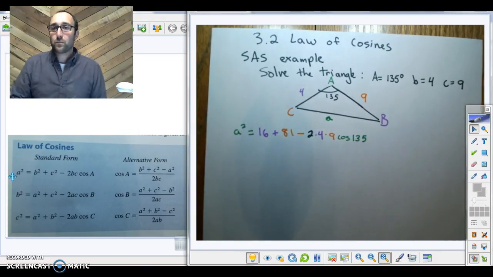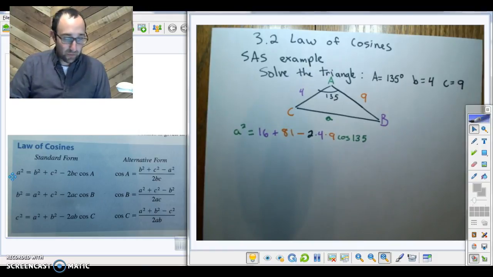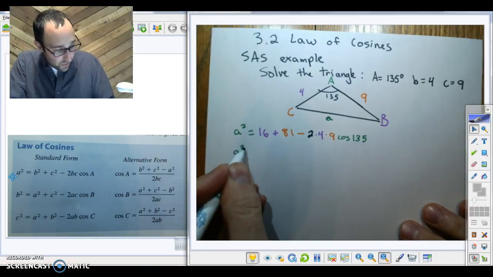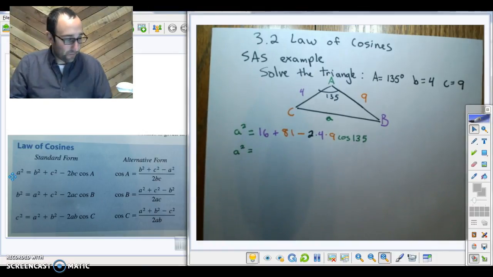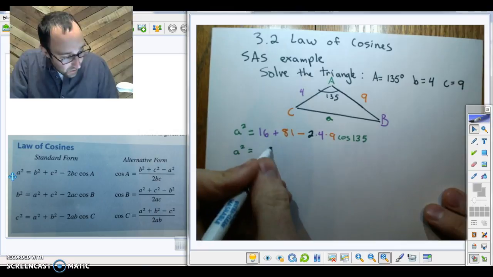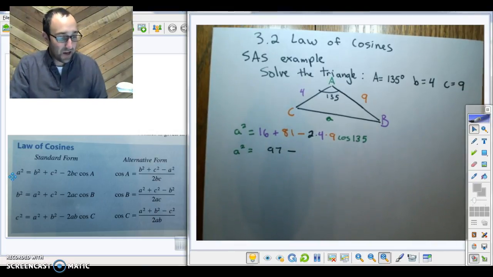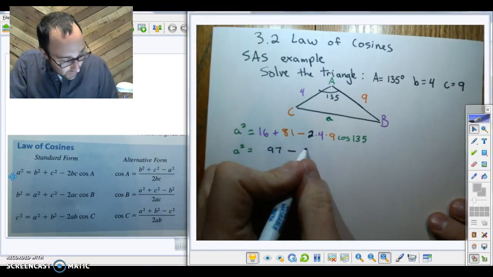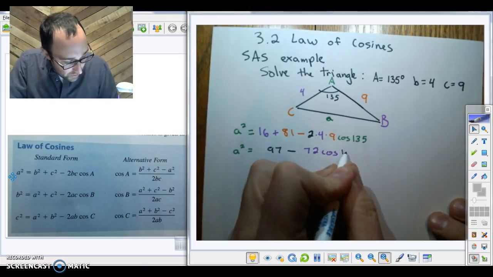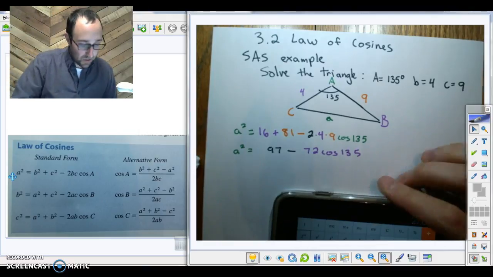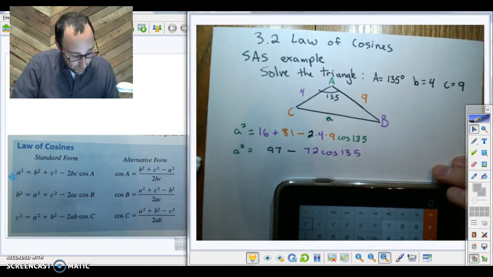135. All right, so 16 plus 81 is 97. So we can say A squared is going to equal 97 minus 2 times 4 times 9. That's 8 times 9, 72. That's good. 72 cosine 135. So what we're going to do now is let's get out our calculator and let's go right to cosine 135.